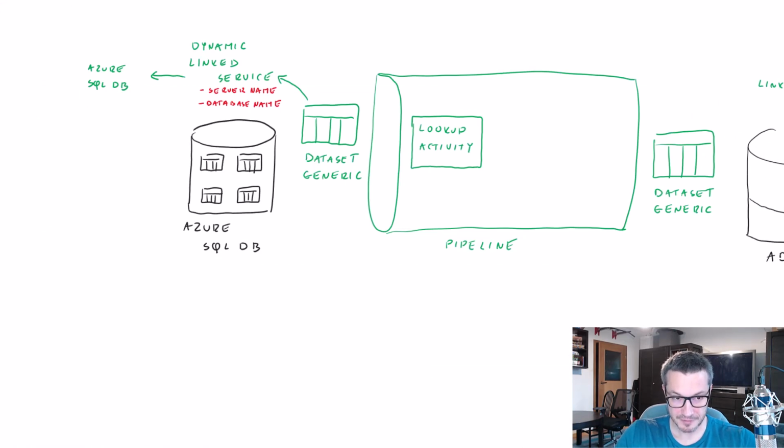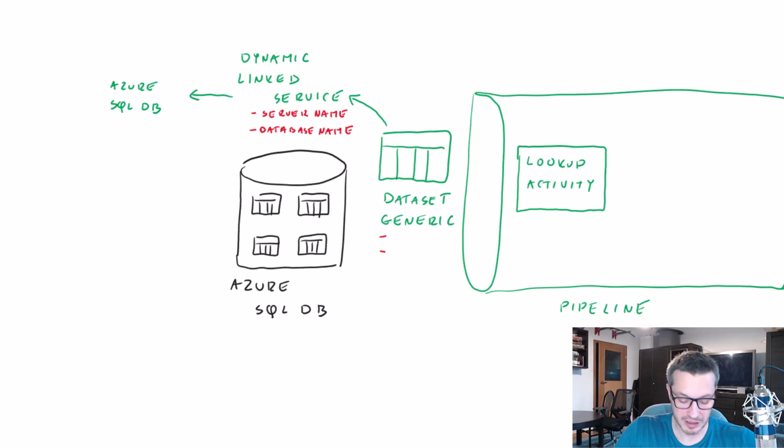So what we did? In our generic dataset, we created again those two parameters, server name and database name. And we simply configured our lookup activity to pass those parameters to the linked service. So that's fine. Now the remaining thing we have to do is to set the values in our dataset. Because right now what we are doing is just passing the value, but we didn't set the actual values anywhere yet.